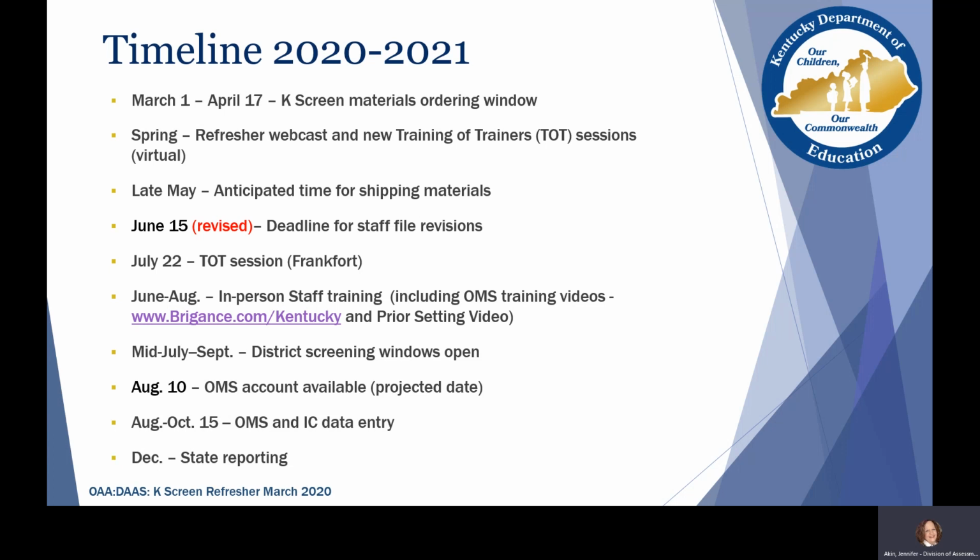As of now, we have our deadline for staff file revisions. The staff file is the file that your district assessment coordinator can access, and that is the list of people that had access to the online management system. They have access to that spreadsheet, and those revisions or additions need to be made by June 15th, and that is new this year. That's typically done a little later in the summer, but this year the data team would like that back by June 15th.